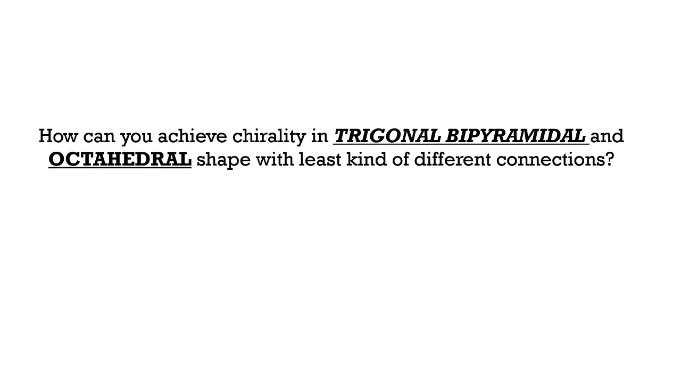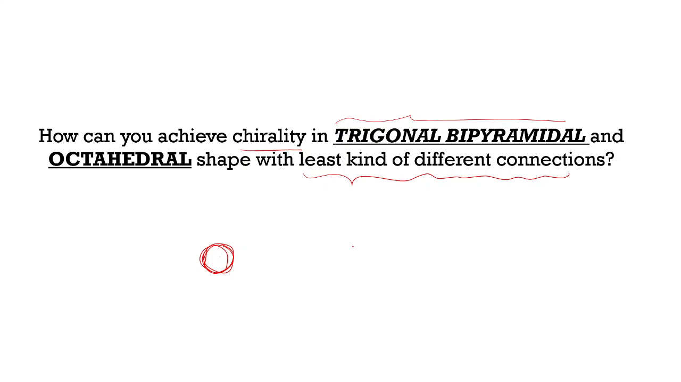So this is a question for the viewers. I will post a video explaining the answer very soon, but this is for the viewers to decide: how can you achieve chirality in trigonal bipyramidal and octahedral shapes with the least kind of different connections? Because what we saw is that if there is a central atom and you have 5 different groups in trigonal bipyramidal geometry, then we achieved chirality. And if we had 6 different groups in the octahedral shape, then we had chirality again. But how can you minimize this situation? How can you have the least number of different kinds of connections and achieve chirality in both these geometries, right?